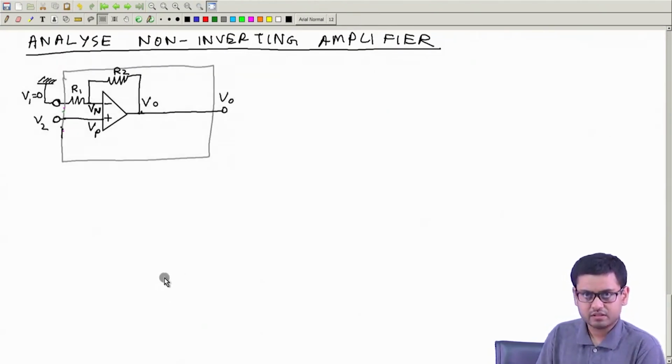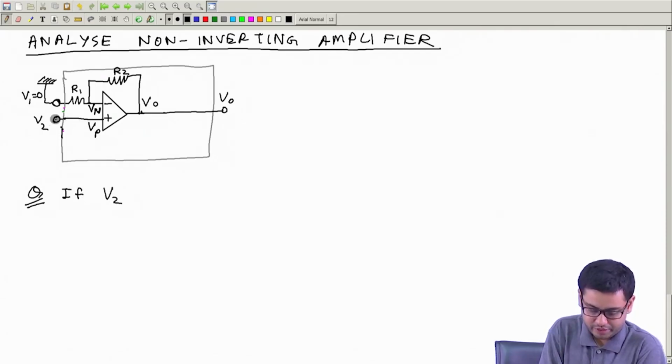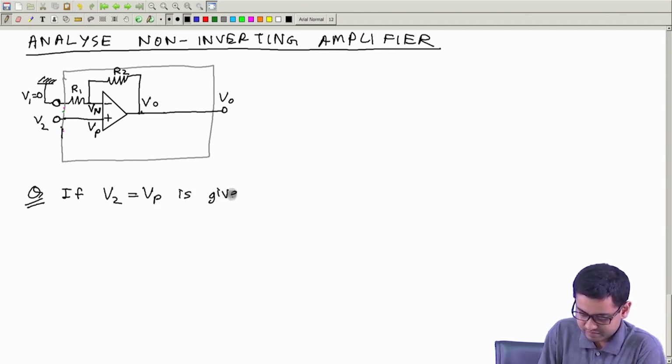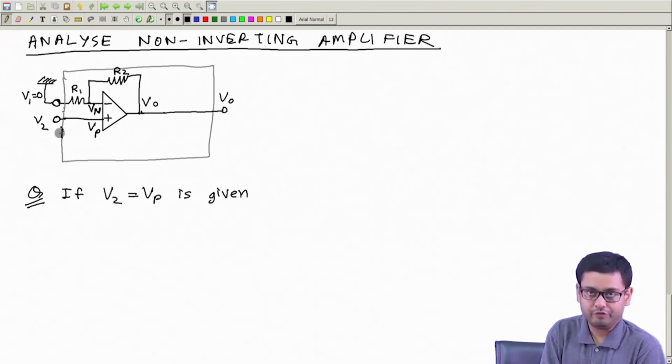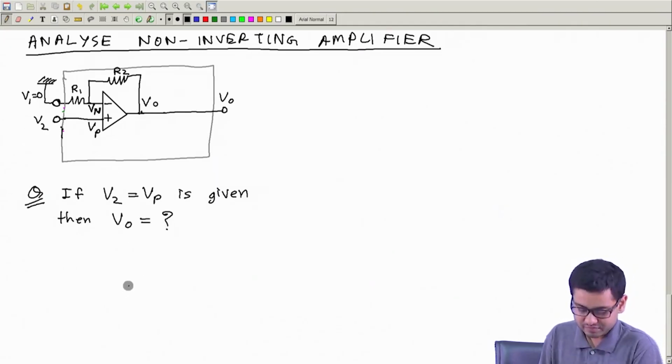Now the question is, if I tell you the value of say V2, which is same as Vp, okay, because they are directly connected, if V2 which is same as Vp is given, I tell you that Vp is 5 volt, Vp is minus 2 volt, whatever, then Vo, that is output, is how much? So this is the question we are going to find. Okay.